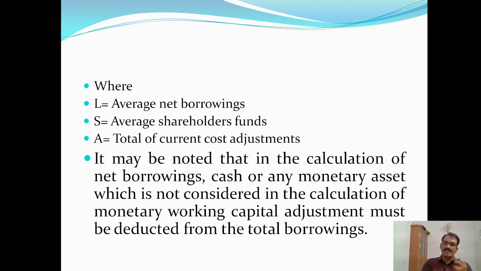A denotes total of current cost adjustments. That means total of depreciation adjustment, cost of sales adjustment, and monetary working capital adjustment. Total of these three adjustments. That is A. Okay.